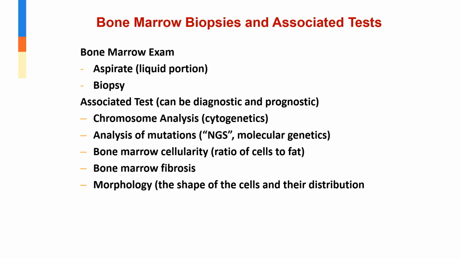Then there are a number of associated tests that we do from the bone marrow, and those include chromosomal analysis, which is sometimes called cytogenetics, or something called FISH. These are both ways to tell us if chromosomes are abnormal or not. There's mutational analysis, sometimes called NGS, which stands for next generation sequencing, also called molecular genetics. There's the bone marrow cellularity, bone marrow fibrosis, and the morphology.